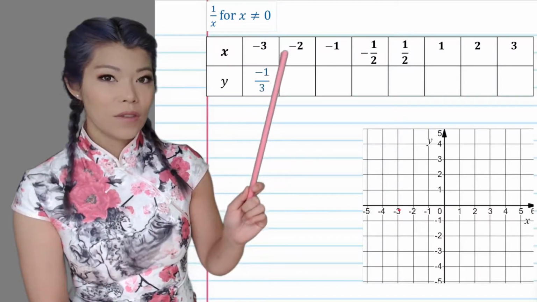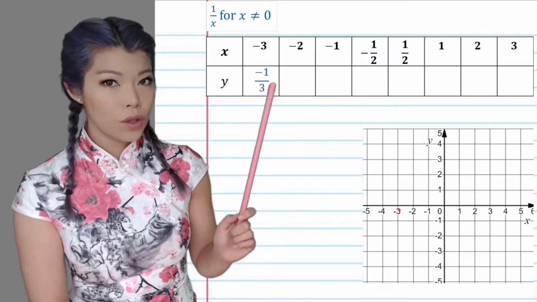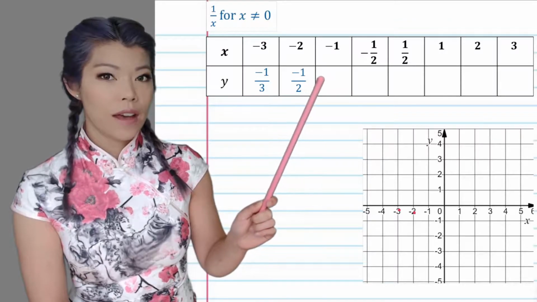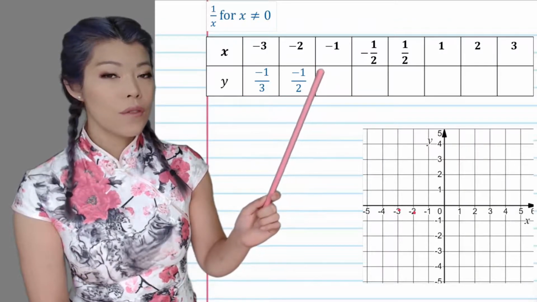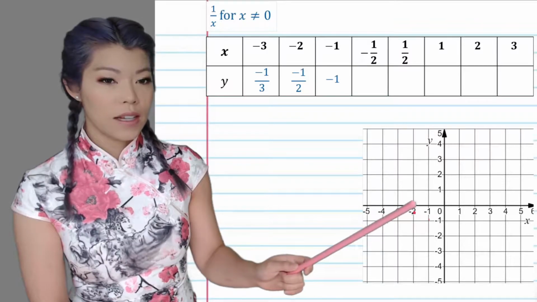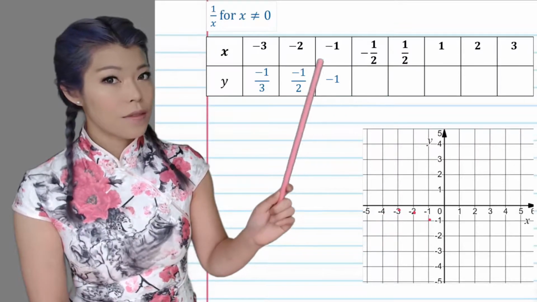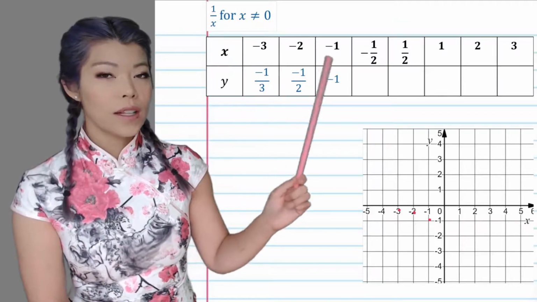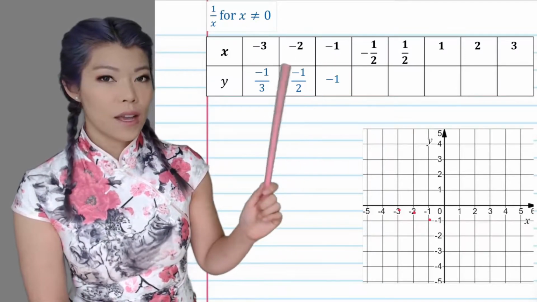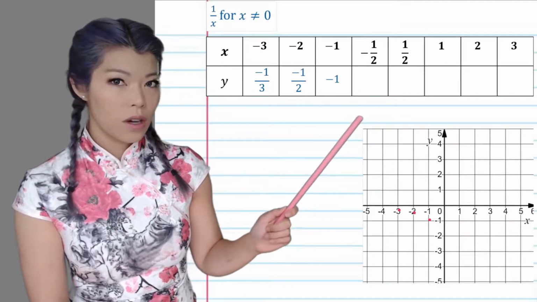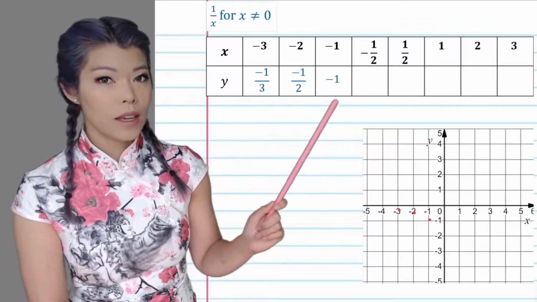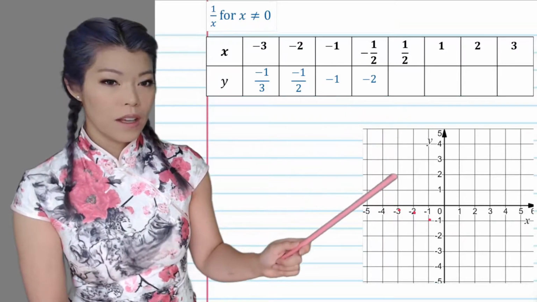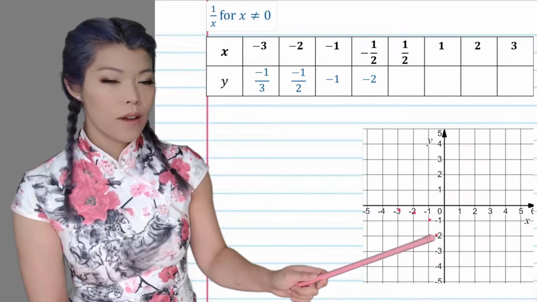When x is -2, we have 1 over -2, which is -1/2. When x is -1, we have y equals 1 over -1, which is just -1. When x is a fraction, however, so when x is -1/2, 1 over -1/2 is like saying 1 divided by -1/2. Or you can do 1 times the inverse of that, so 1 times -2, which is -2. So we're getting lower and lower in values.